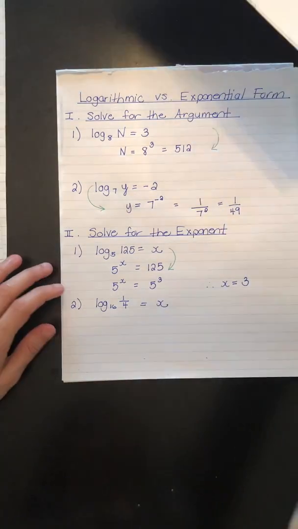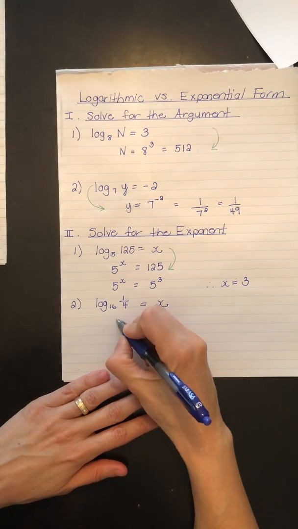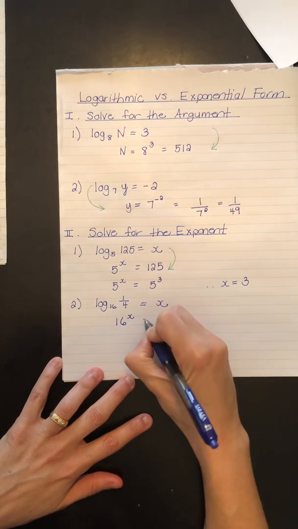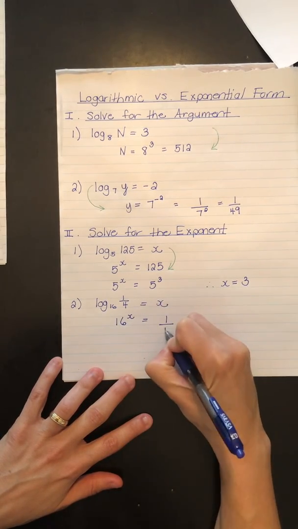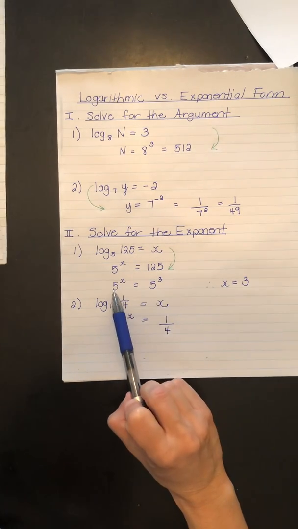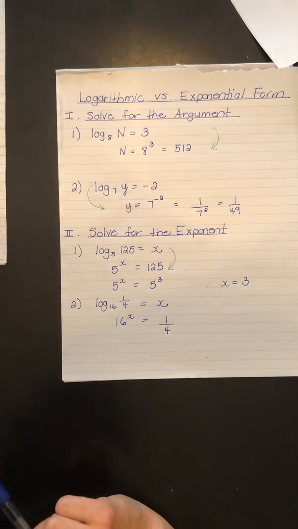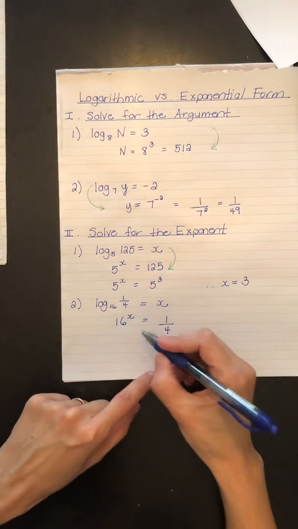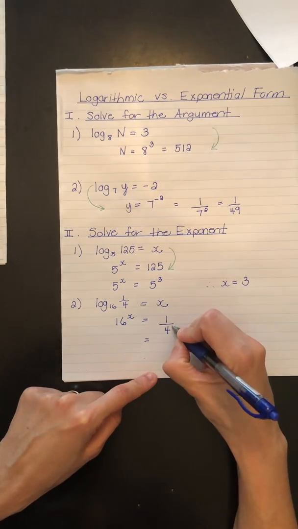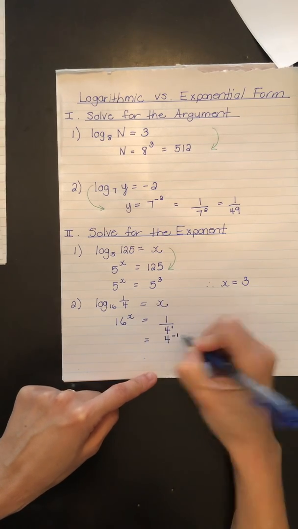Okay, now this one. Again, write down the base. The base is 16. The exponent is x. Set the right side equal to 1 over 4. Now, as we did in the previous question, we would like to write each side as a power with the same base. On the right side, recognize that 1 over 4 to the 1 is the same as 4 to the negative 1.